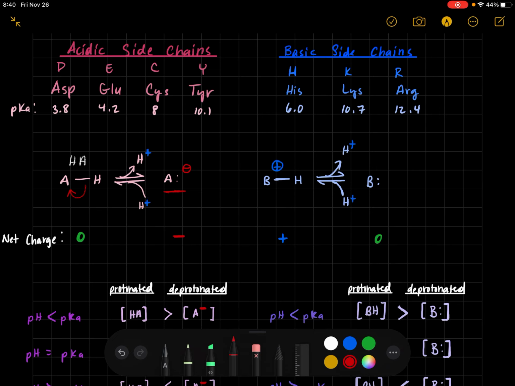On the contrary, if I draw a similar equilibrium for basic side chains, here on the left, I have the protonated form. So this I can just label as a generic BH, but it has a positive charge. Notice the BH has a positive charge. Still, the proton can be lost to solution, yielding a neutral equivalent of the basic side chain, which has 0 charge.